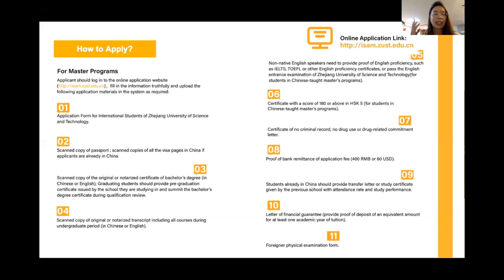Actually, the system itself will guide you through how to make the application. So when you log in to the application link, the website itself will guide you through how to do it.